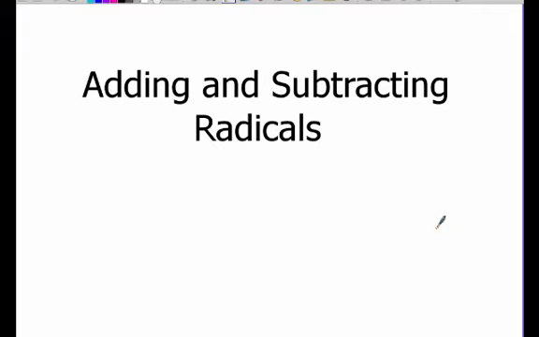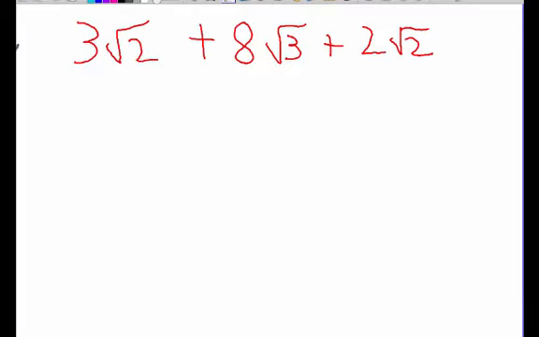Alright, ladies and gentlemen, today we are going to be talking about adding and subtracting radicals. When we're talking about adding and subtracting radicals, we're looking at a problem that kind of looks like this. And at first glance, you might be looking at this and going, well, Mr. Harrington, I have no idea how I could possibly do this. But if you stop for a second and think about it as if we were combining like terms, alright?